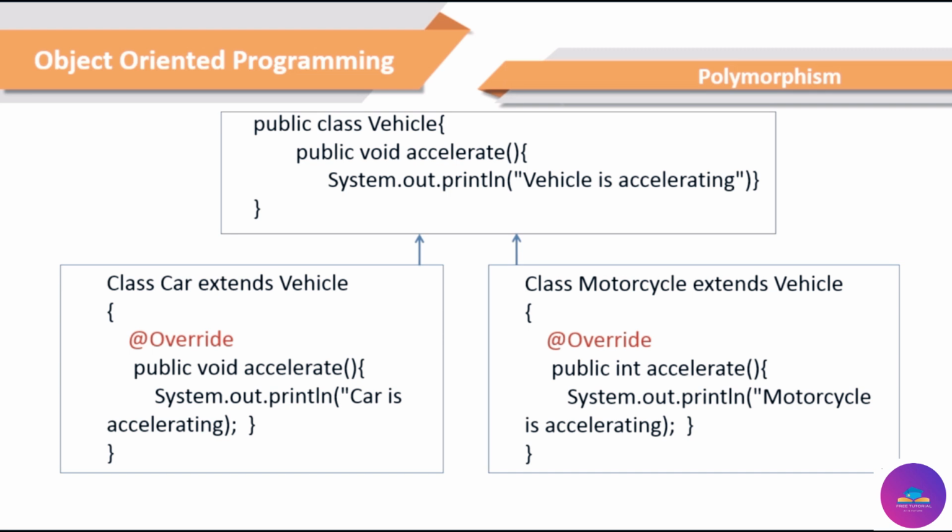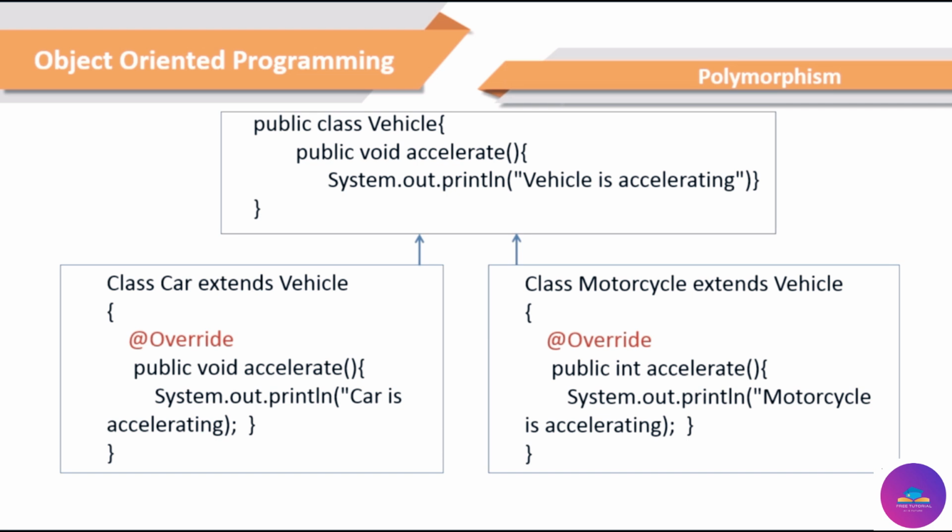And accelerate works for any type of vehicle, right? Not only a car, but also a motorcycle. The accelerate action is done in a different form in the car and motorcycle classes. So when we create an object of the subclass and then assign it to the superclass reference, if we call the overridden accelerate method on the superclass vehicle reference, then the overridden method of the subclass will be called.